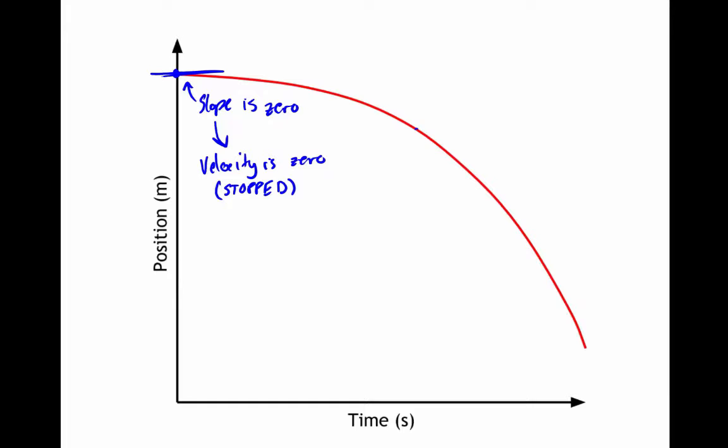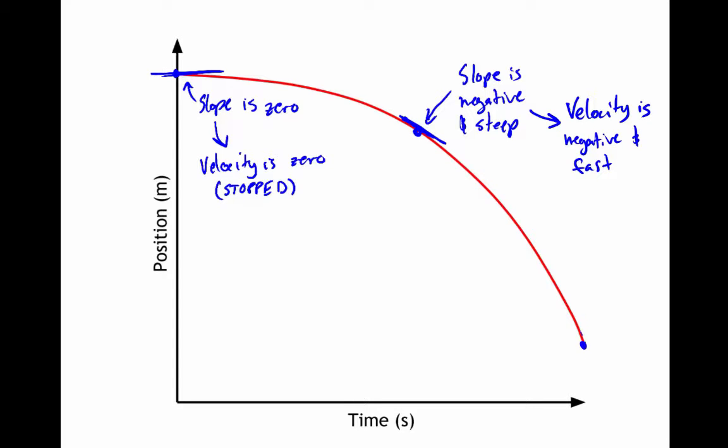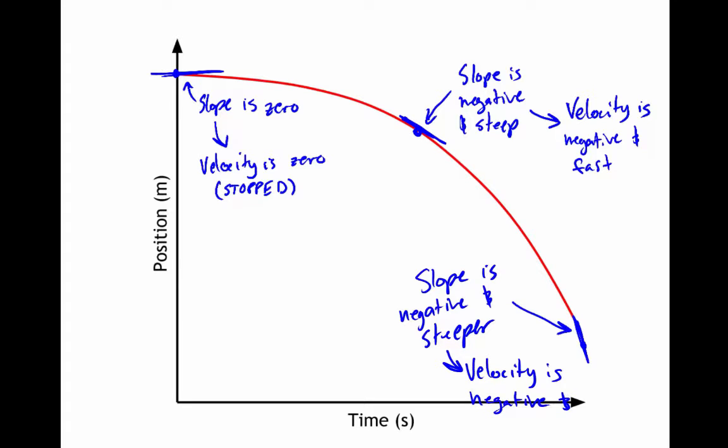As time continues, we see a slope that's not zero, so the slope is negative and steep. That tells us our velocity must be negative and fast. Looking at the last point, our slope is negative and steeper than the rest of the other points. So that must mean our velocity is negative and faster. So we're looking for an object that's moving in the negative direction with a velocity of zero. So it starts stopped, then begins to speed up in the negative direction and continues to speed up until it reaches its fastest speed. So let's see if we can match that.